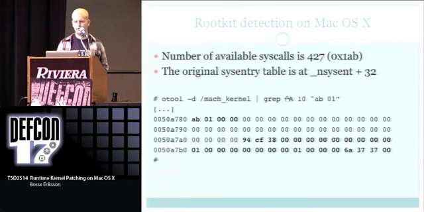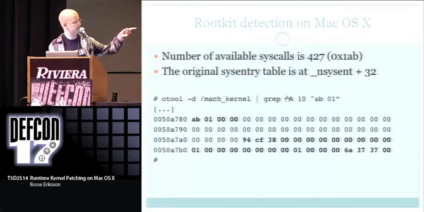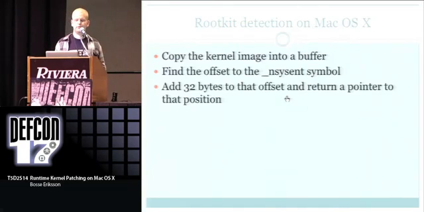But remember, the number of system calls available is 427, that was 0x1AB in hex. And the original sysent table is at nsysent plus 32. So we can look at the mach_kernel image, and you see I have a highlight there. We have nsysent, and 32 bytes ahead we have the start of the sysent table. All we need to do is copy the kernel image into a buffer, find the offset to the nsysent symbol, add 32 bytes to that offset and return a pointer to that position. And there we have our sysent table from disk, which is sort of an unknown state.